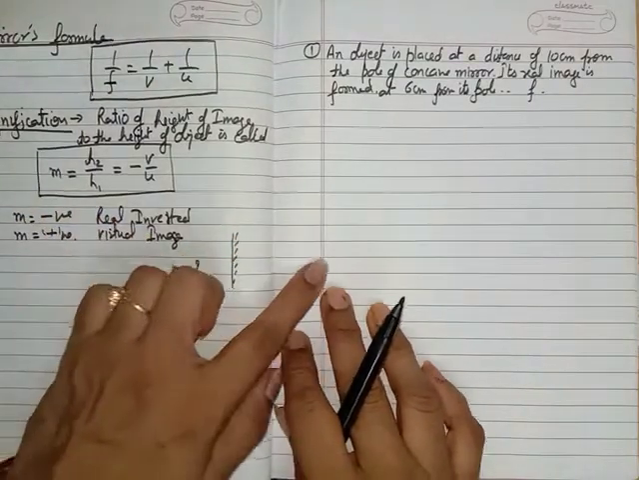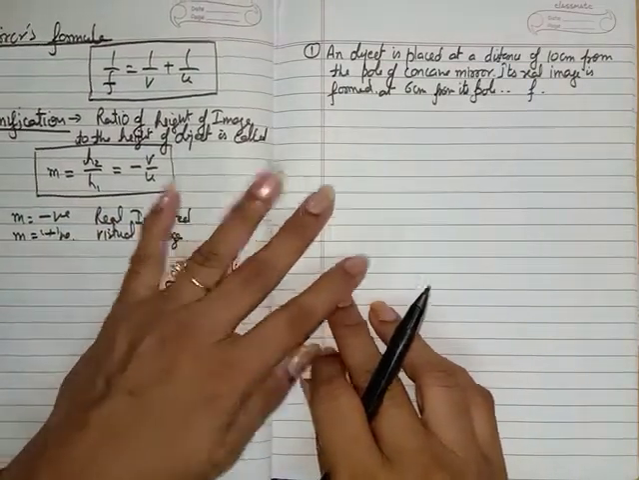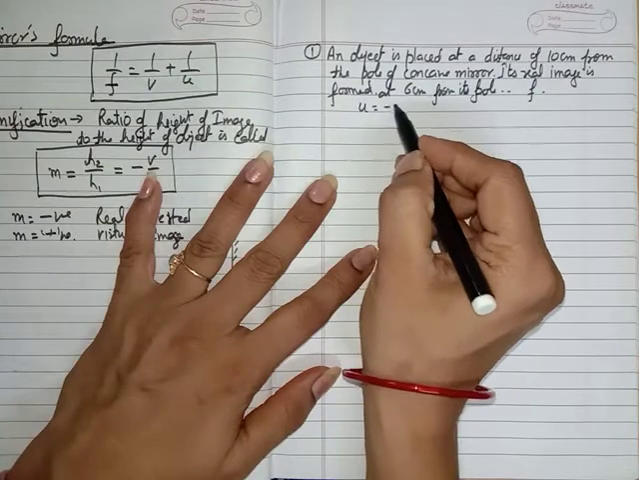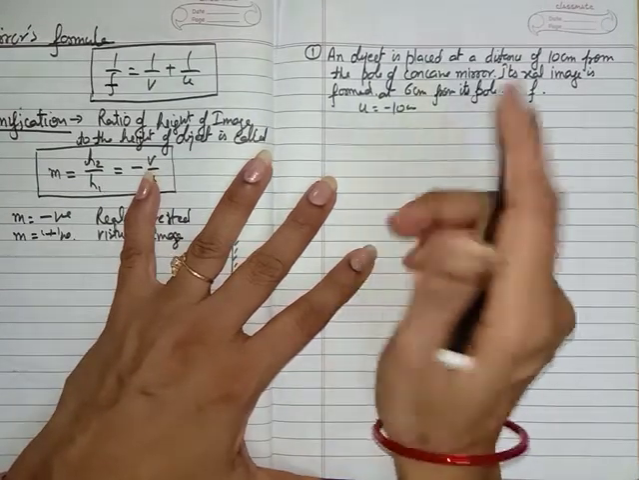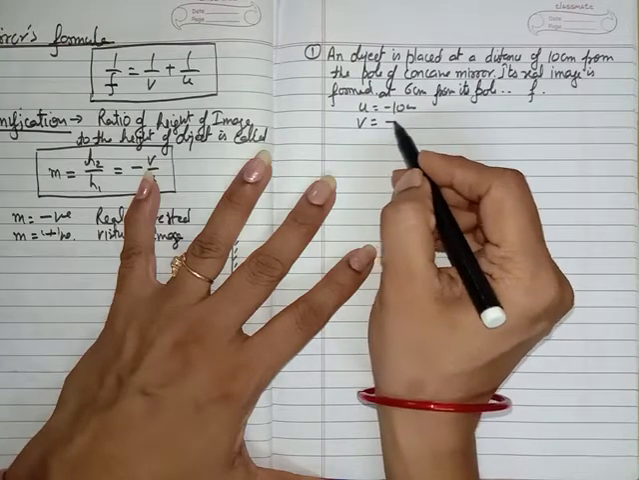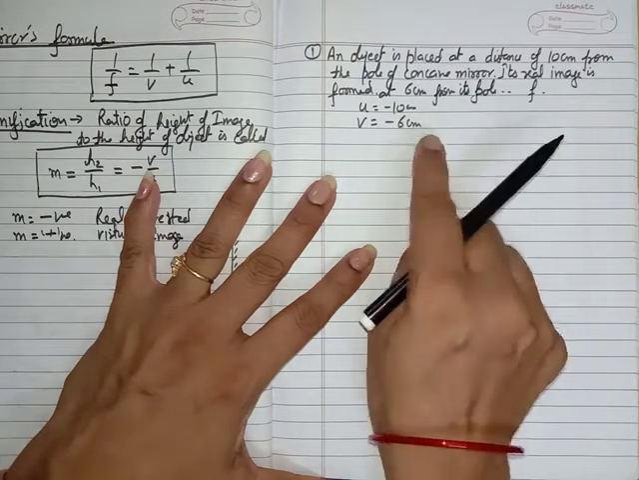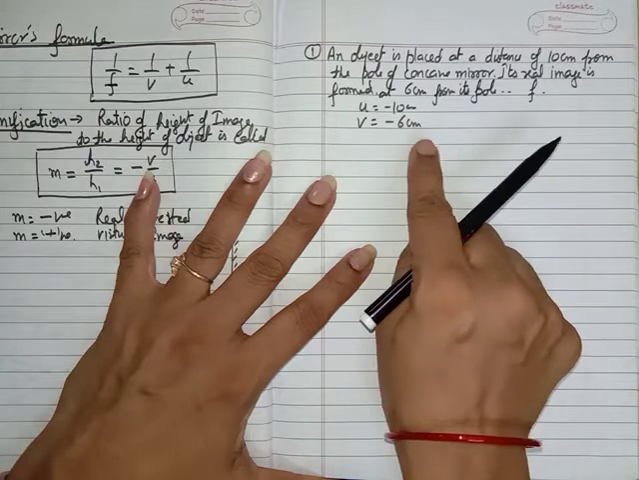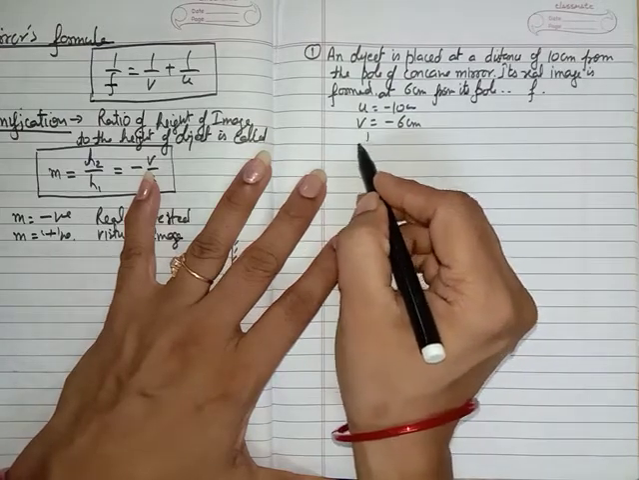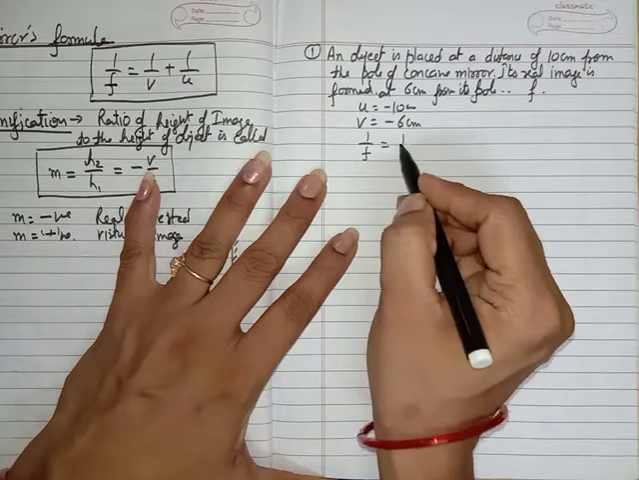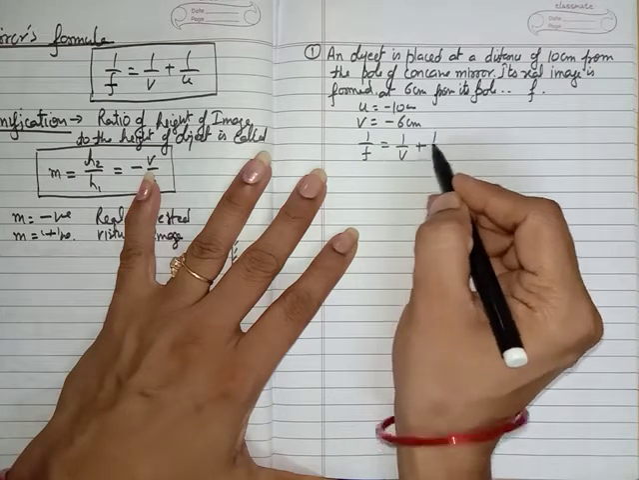So first you have to write the values which are given in this question, that is u is equal to minus 10. You always write the sign before the values, and v is equal to minus 6 centimeter, because the image is real, and real image means v should be negative. Now we have to find the value of f. We can use the mirror formula: 1 upon f is equal to 1 upon v plus 1 upon u.